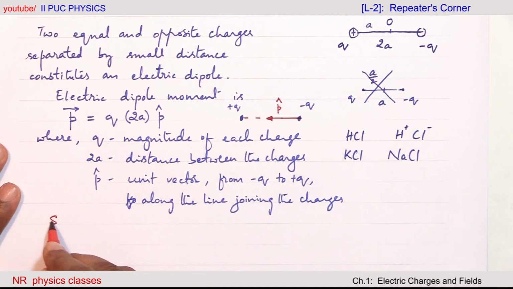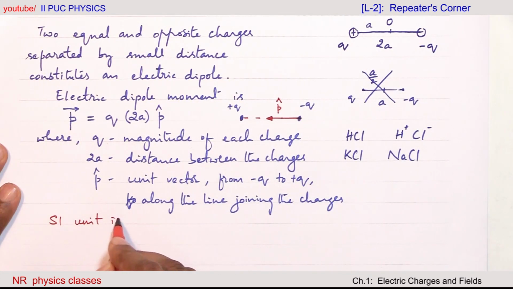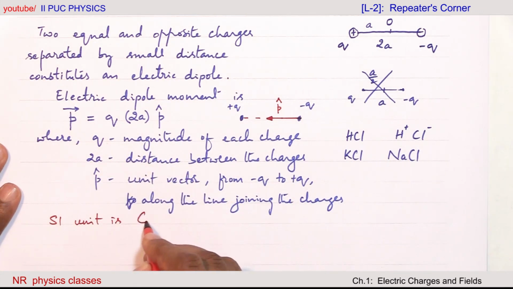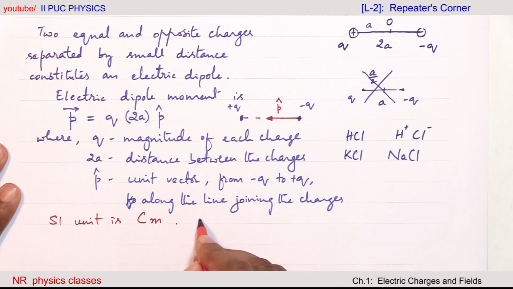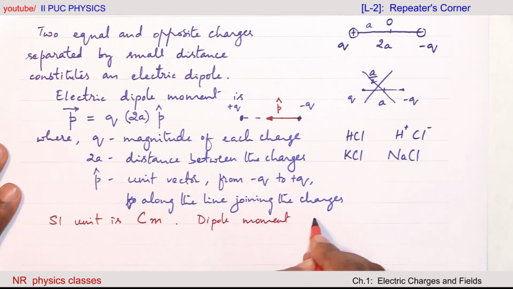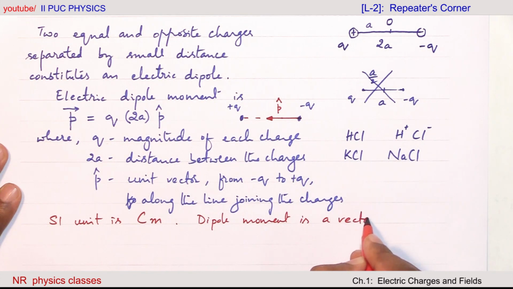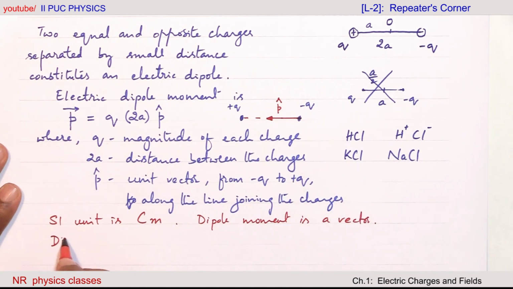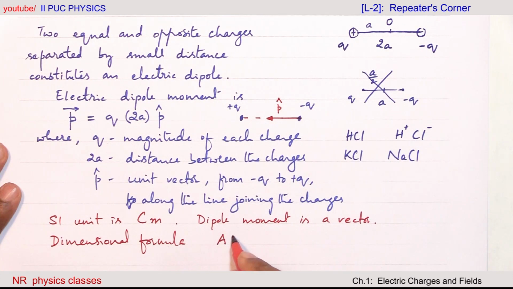So the SI unit of dipole moment is coulomb meter. It is a vector quantity. Dipole moment is a vector. And the dimensional formula: in previous videos we have seen that coulomb is expressed in terms of ampere and time. Meter is length L. So the dimensional formula is A1 T1 L1.